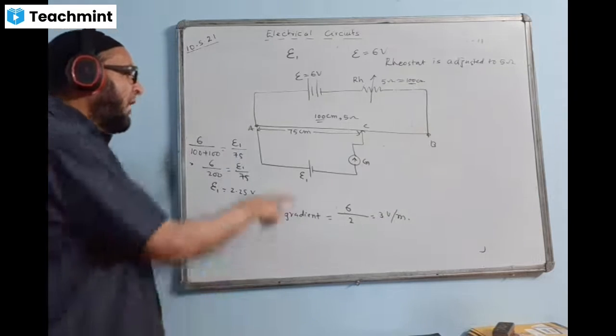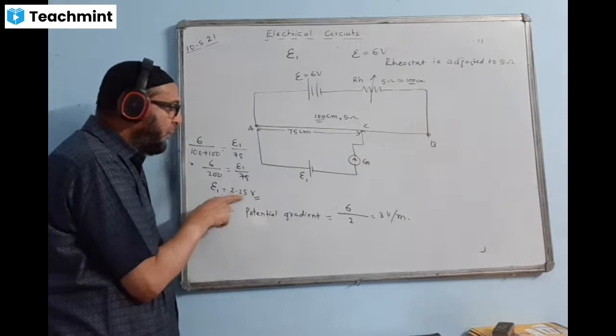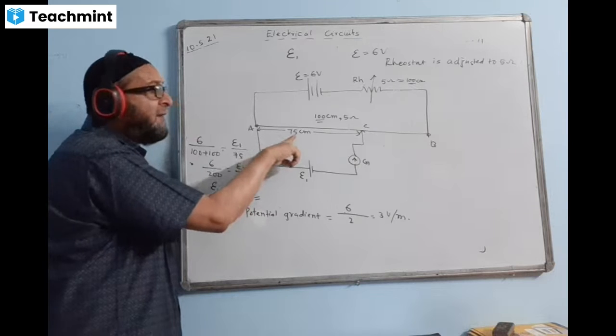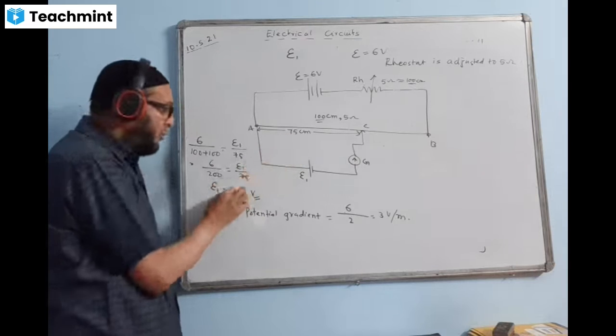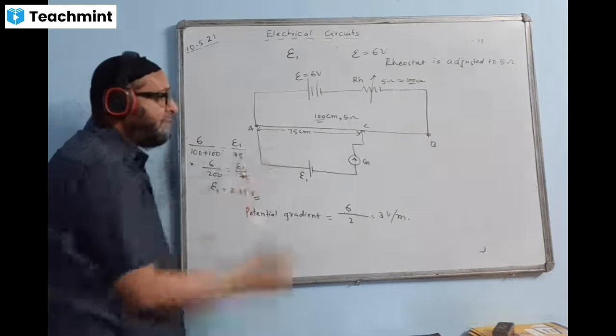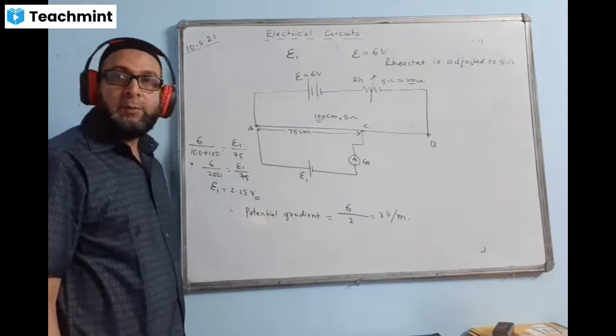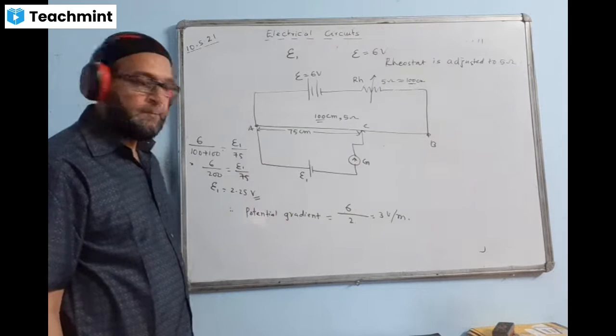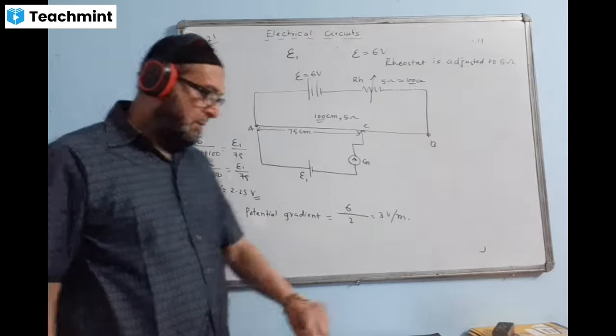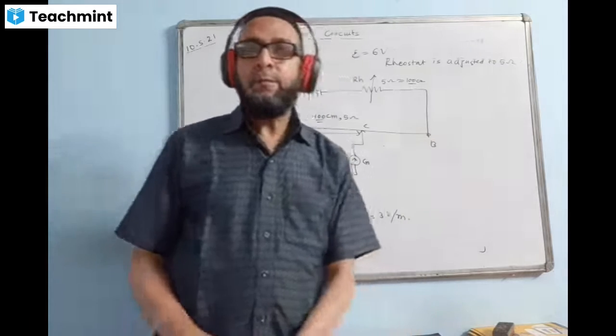We can do this also. After finding EMF, the EMF value is 2.25 divided by 75 centimeter, which will change to meter: 2.25 divided by 0.75. Now you calculate, the answer will come the same, because we know the potential gradient is same. Okay. Now write a question.